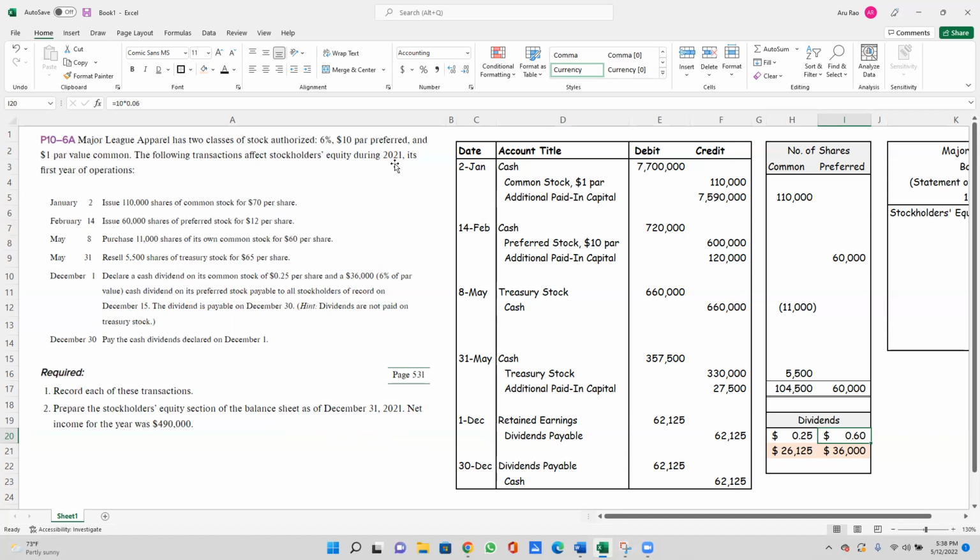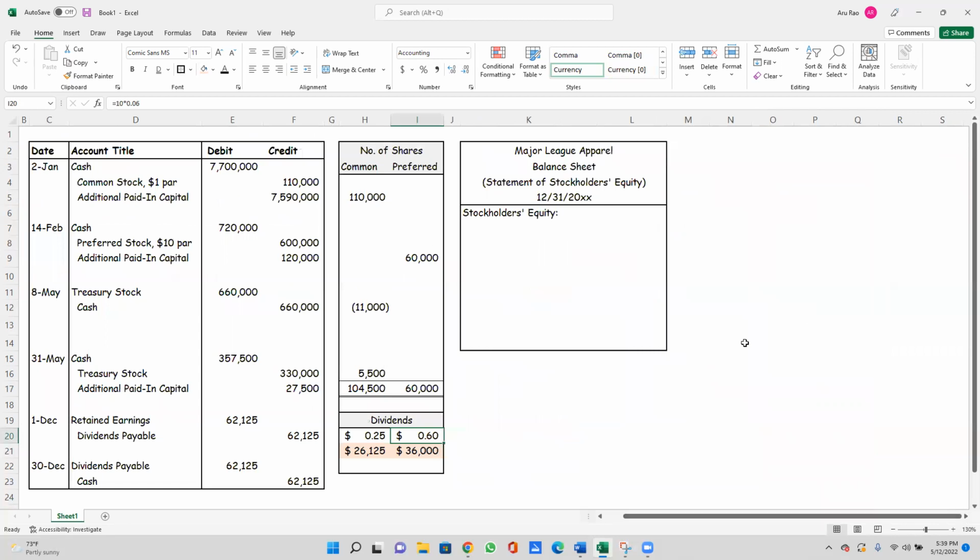So beginning balance is zero. Net income is 490. So 0 plus 490 is 490 minus the dividends that you paid out, 62,125. That's why I debited retained earnings. That'll give me the ending retained earnings. So let's see where we're going to put that in over here.